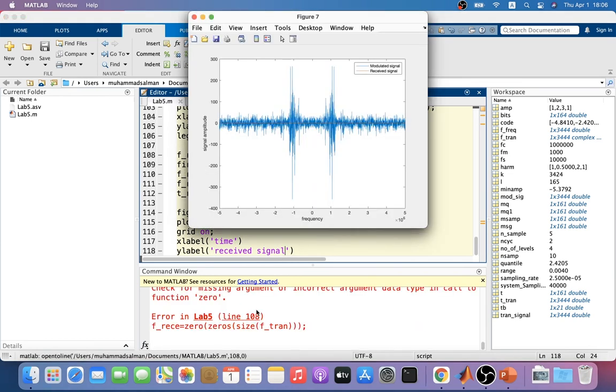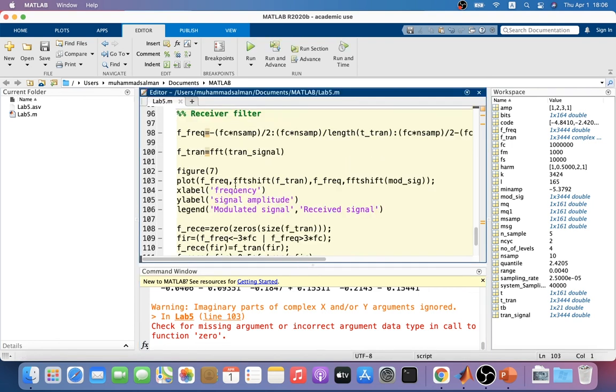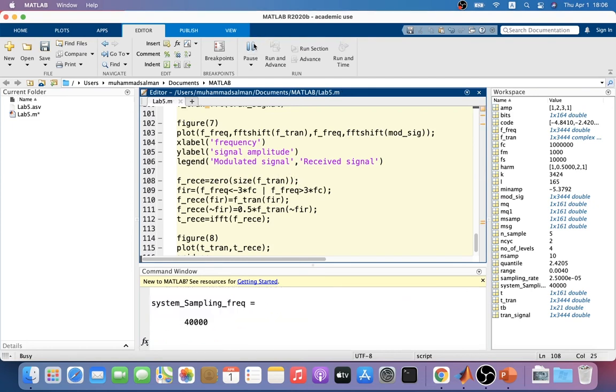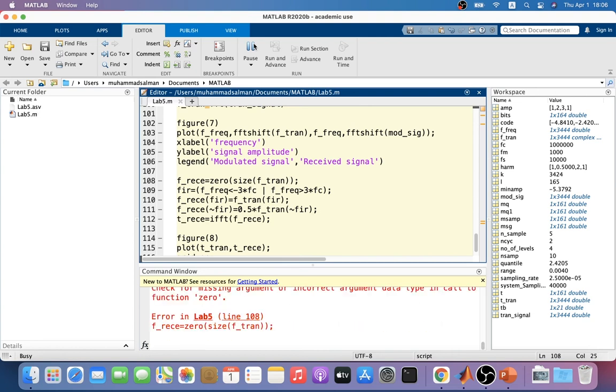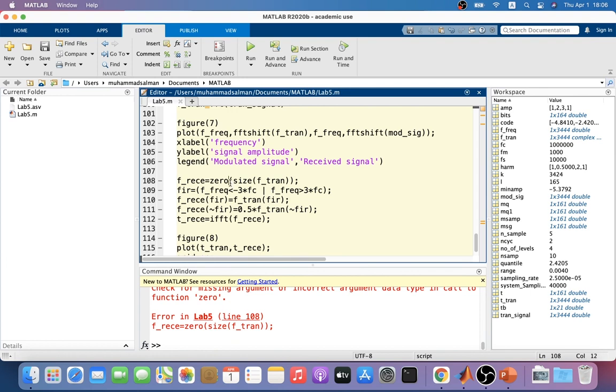Oops, there are problems. Oh, I think I declared at line number 3 zeros. This is why I defined it should be only 1, and also it should be 1. Again, and it is not 0, it is zeros.